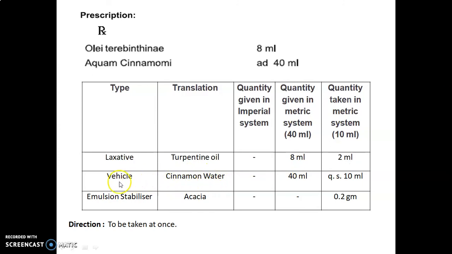Cinnamon water used as a vehicle, quantity given is 40 ml and quantity taken should be quantity sufficient to prepare up to 10 ml. Acacia used as emulsion stabilizer, quantity given should be quantity sufficient, but we have to use the quantity taken in the metric system, that is 0.2 gram. Direction: to be taken at once.